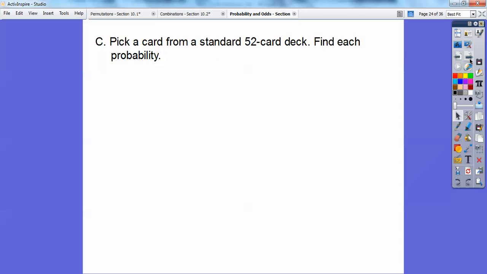All right, so pick a card at random from a standard 52 card deck. Find each probability. So I'm hoping that you guys know what's in a deck of cards. Otherwise, that'd take me a little bit to explain. So it's an 8. Well, there's 52 cards, and there's 4 8s in the deck. So it would be 4 out of 52 or 1/13. Okay, it's a red king. There's 4 kings in the deck, but only 2 of them are red. So this would be 2 out of 52 or 1 out of 26.